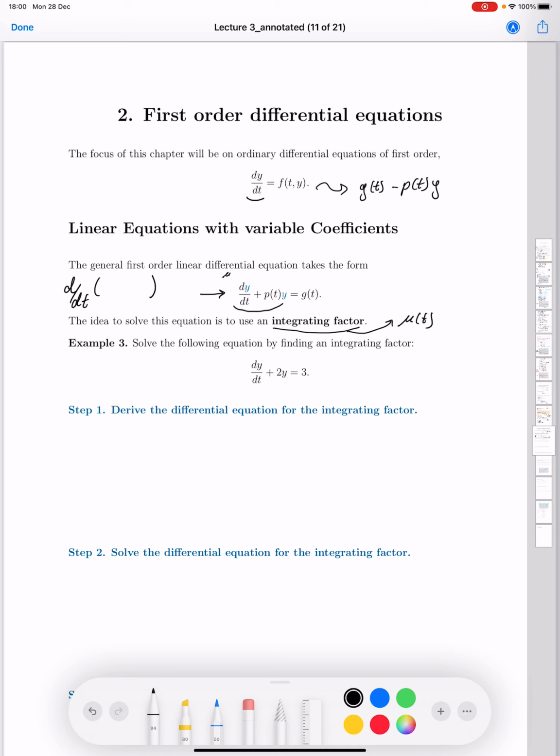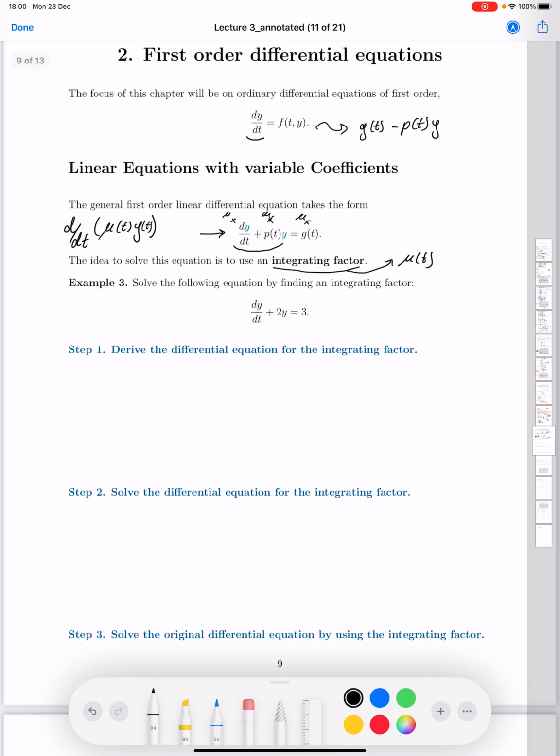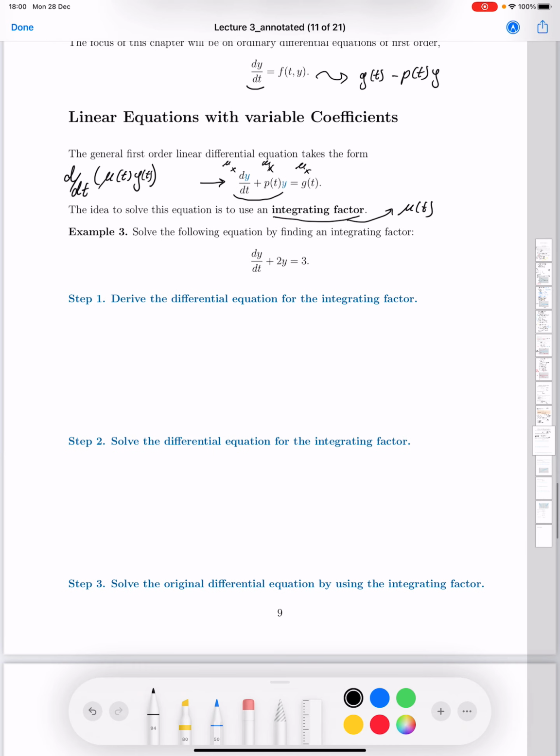So basically I will have mu here, and then mu here, and then have this left-hand side as the derivative of mu t times y. Of course y is also a function of t, but here we just want to emphasize that mu is not constant, so it's really y of t also. That's the whole idea. In order to explain this, instead of solving it in general, I will go through three examples and explain the solution step by step.